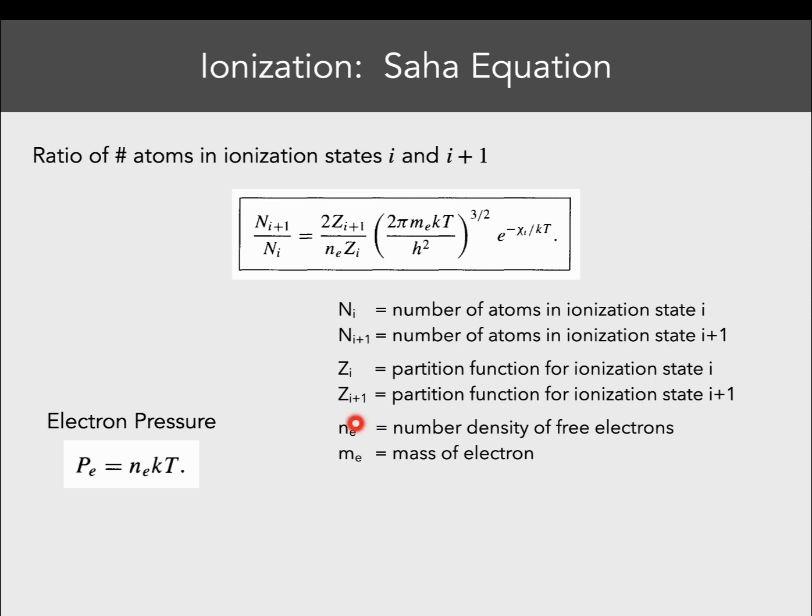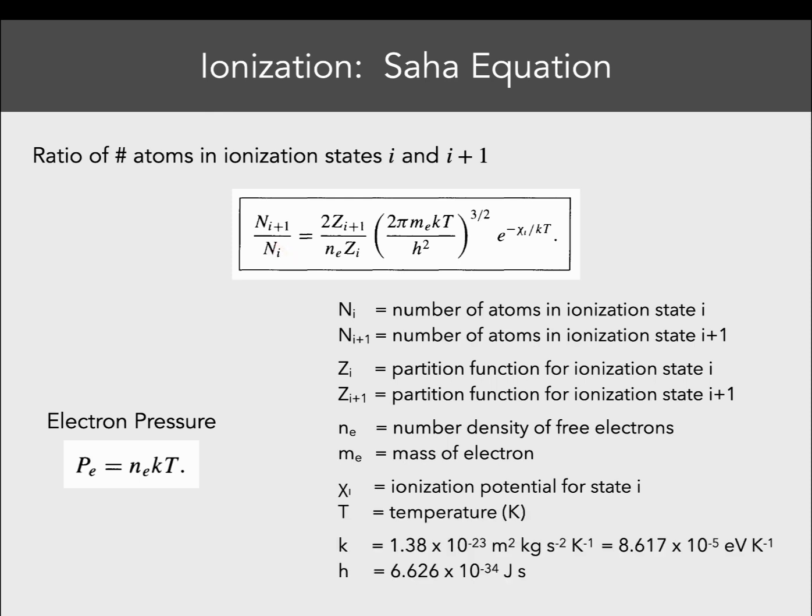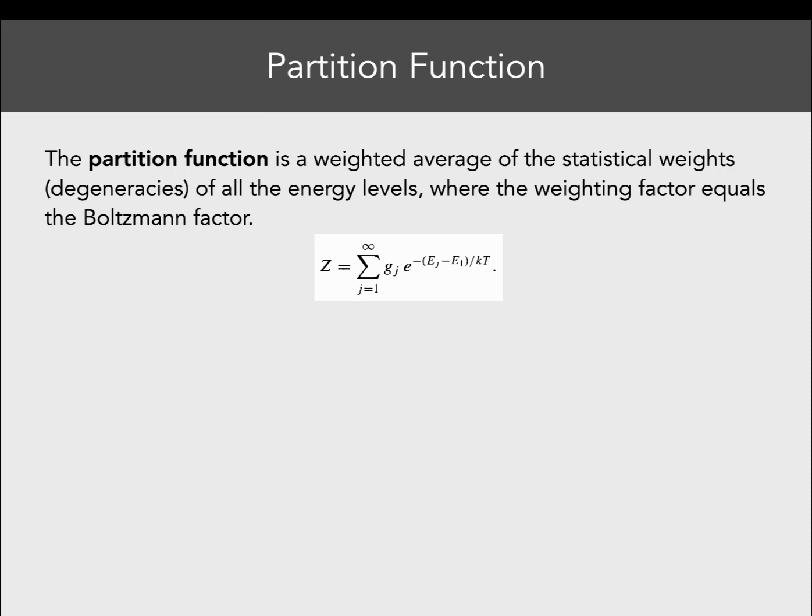And sometimes it's easier to quote what the number density of free electrons is. More often, people specify what the electron pressure is. So if you imagine a gas of free electrons, what the pressure of that gas would be, and that's just given by the ideal gas law. So pressure is nKT. So if you're given the electron pressure, you can calculate the number density just from the ideal gas law. Chi here is the ionization potential to go from ionization state I to I+1. T is temperature, K is the Boltzmann constant, and there you go.